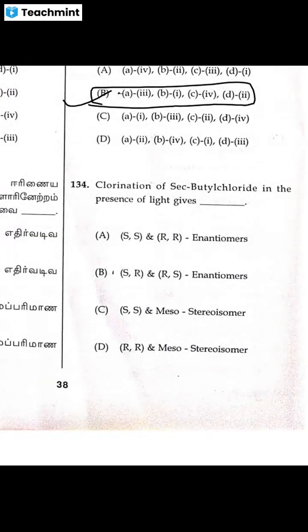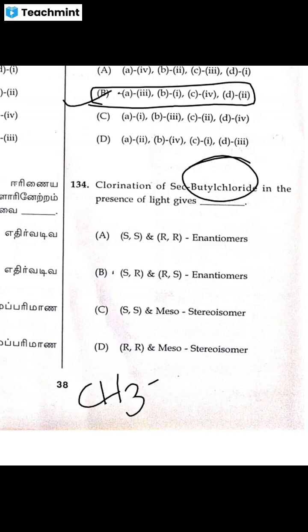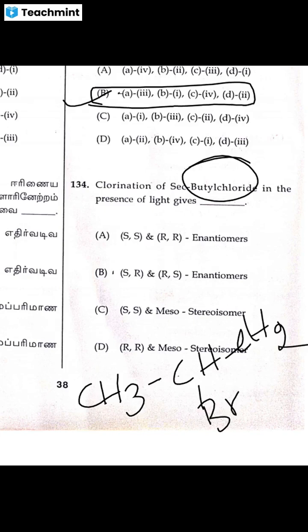Next, chlorination of secondary butyl chloride in the presence of light. Okay, what have they given? Chlorination of secondary butyl chloride. So we want to write the chlorination of secondary butyl chloride, and then write what the components are. This is my secondary butyl. I will write as long as I have space. Secondary butyl, right, 3 4. Okay, this is secondary butyl. Okay, its chlorination. So secondary butyl chloride in the presence of light.